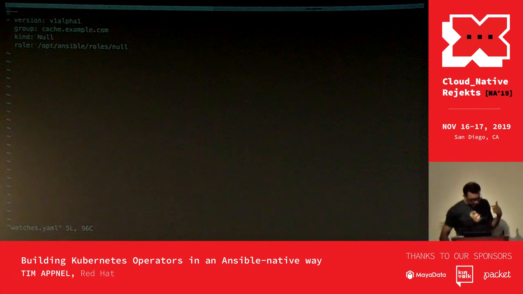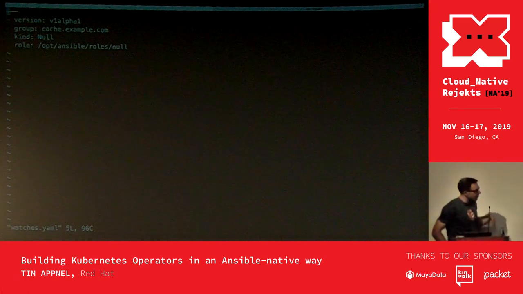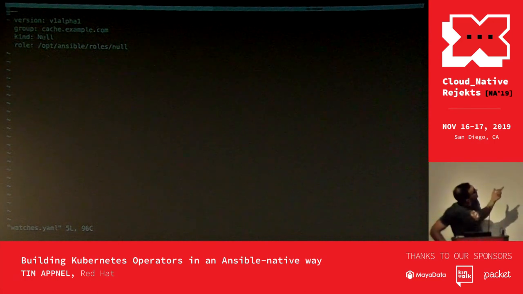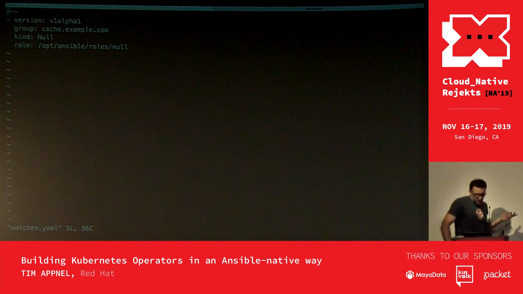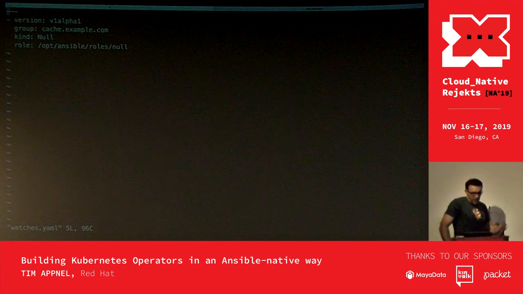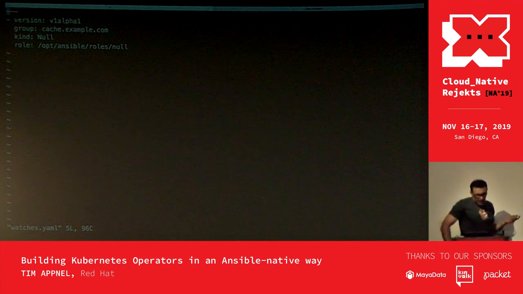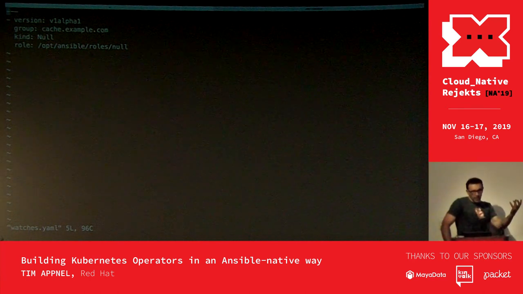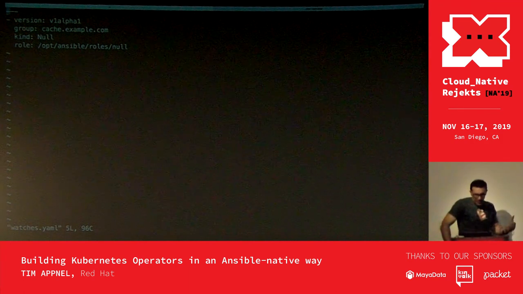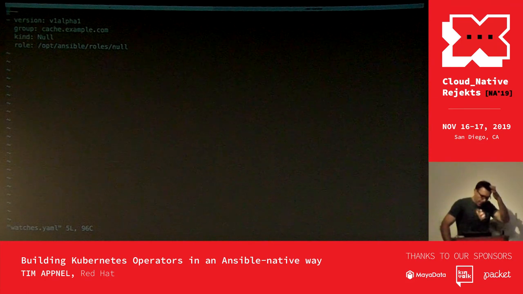And then I will show you, here's the watches file. So this is, like I said, this maps the Kubernetes events, in this case, well, not in this case, but it's version, group, and kind. That's how it's keying on what it should be watching. And then in this case, it created a role and it has a path to where that role is so that it knows where to find and what to run when that particular event happens, or a change in the state happens on that particular resource is what I should actually have been saying.